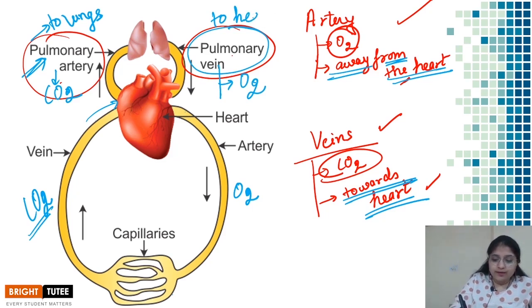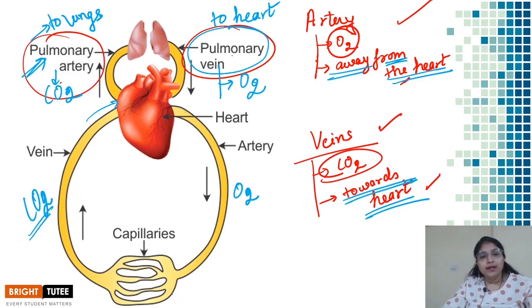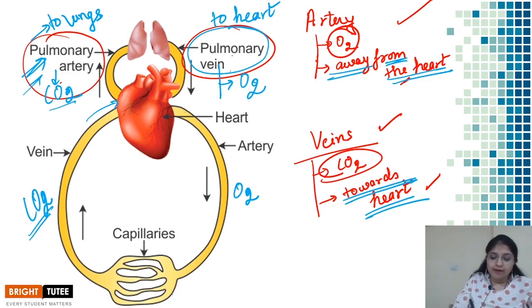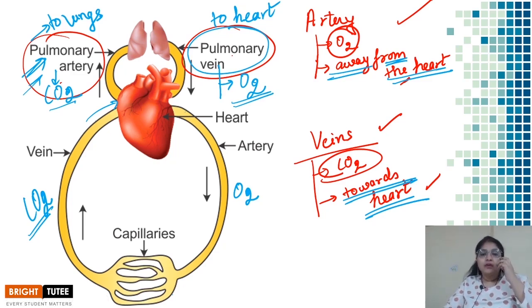So over here you can see that this is the only exception: the pulmonary artery carries carbon dioxide rich blood, whereas the pulmonary vein carries oxygen rich blood. Always remember this exception whenever we are talking about arteries and veins, right? I hope you were able to understand this concept clearly. It's a very, very important concept. When we talk about the pumping of the heart and the structure of the heart, you will be able to understand it a little better.